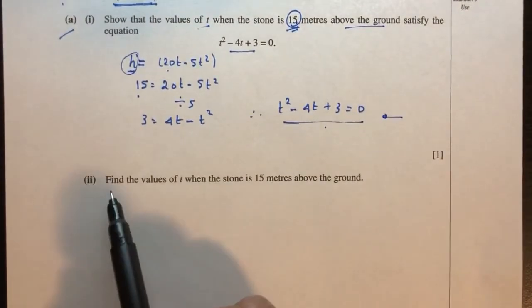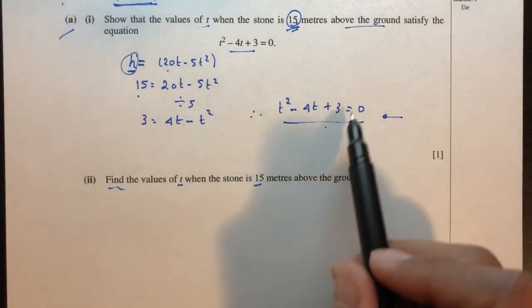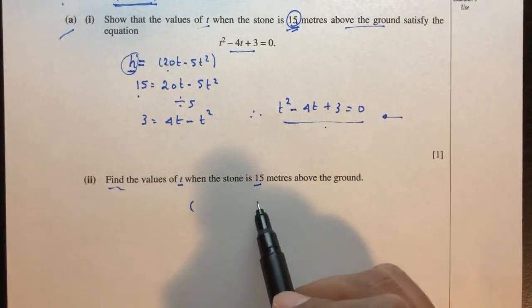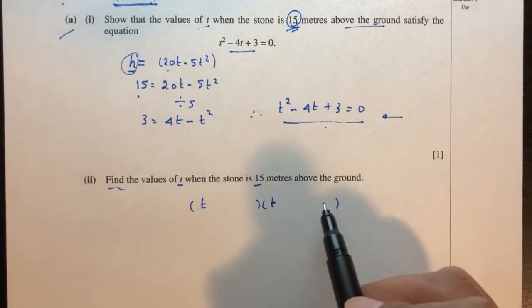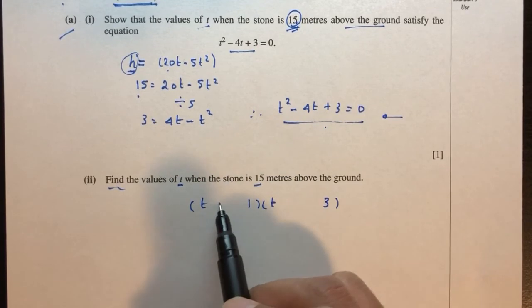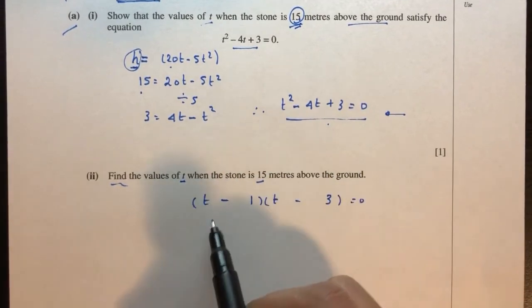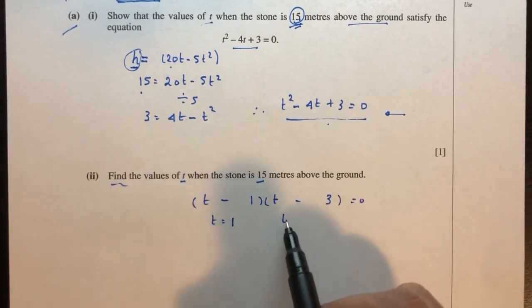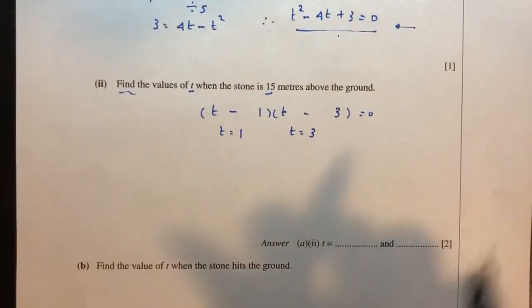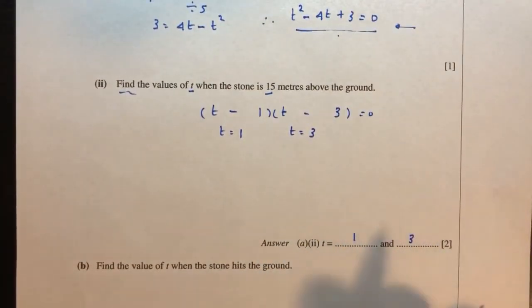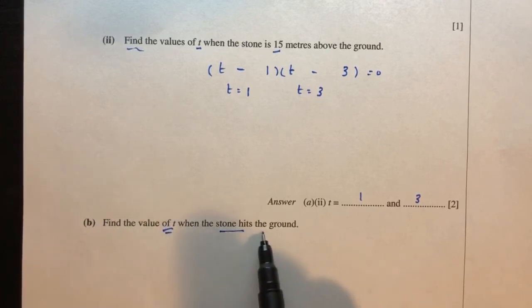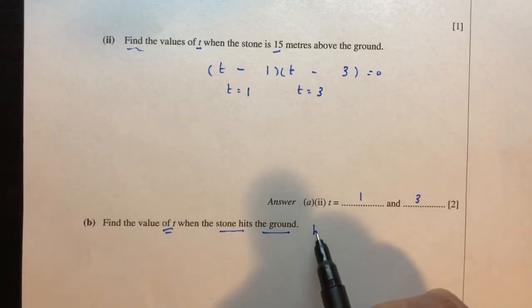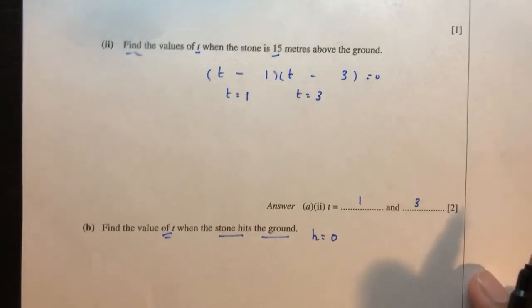Now part 2, find the values of t when this holds. So solve this equation. We factorize: this is t times t, and 3 is 3 times 1, with minus minus. So it becomes t equal to 1 and t equal to 3. So 1 and 3 will be your answers for t. Now find the value of t when the stone hits the ground. So when h equal to 0.